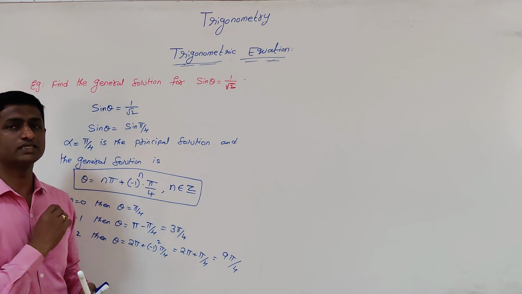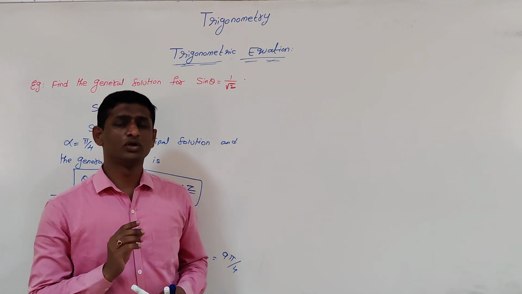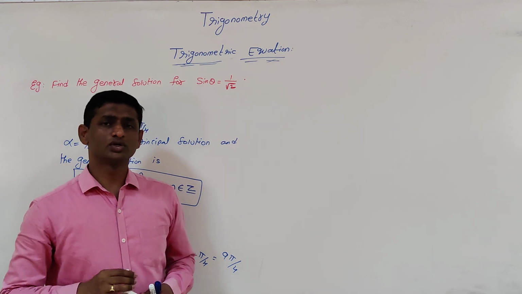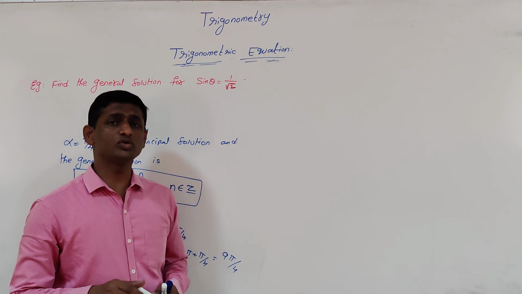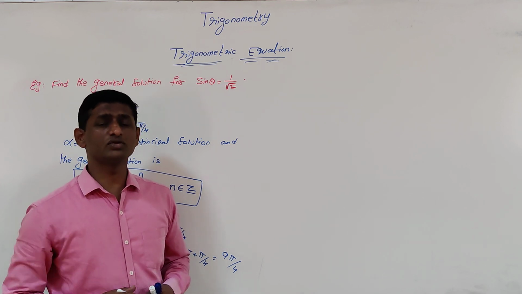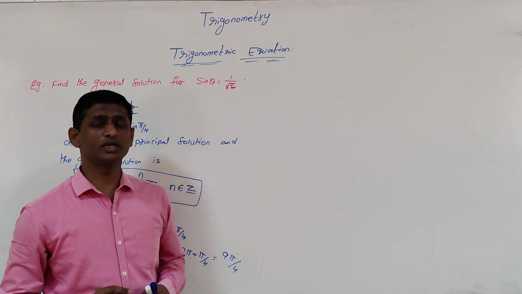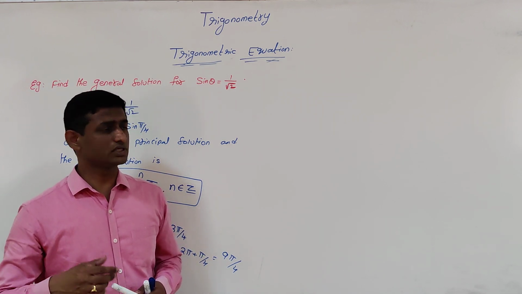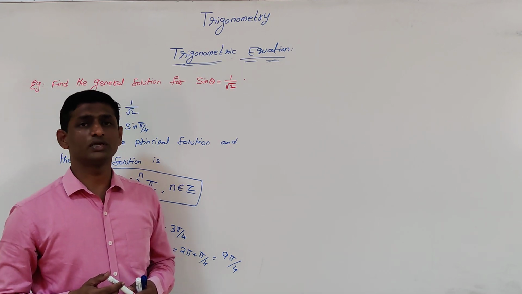So this is an example for a trigonometric equation sin theta is equal to k. In the next class we will see a few more trigonometric general solutions for cos theta is equal to k, tan theta is equal to k, cot theta is equal to k, secant theta is equal to k, and cosecant theta is equal to k.